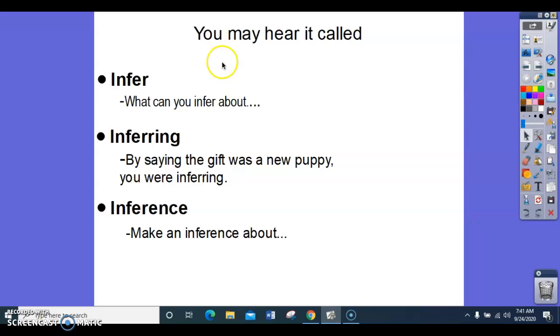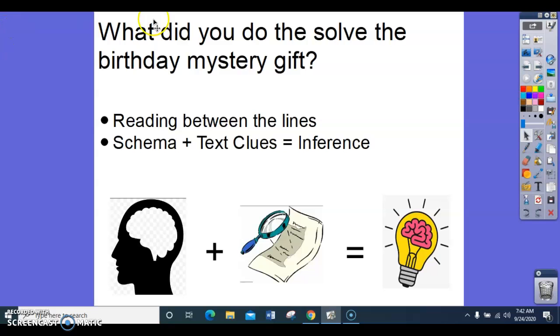So let's talk about, you may hear it be called infer, inferring, or inference. These are three most common ways to say it. So what can you infer about the birthday mystery box? It was a puppy. By saying the gift was a new puppy, you were inferring. Inference. Make an inference about the birthday mystery box. Let's do a practice on one. Let's talk about it before we do. What did you do to solve the birthday mystery gift?